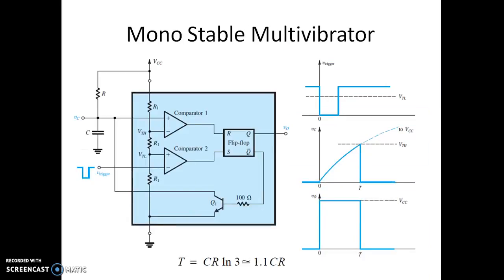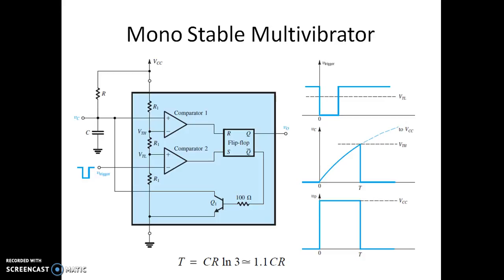Now this is one of the applications, the monostable multivibrator. This is the circuit diagram. We have a resistor R and capacitor C which are used to decide the pulse width of the monostable multivibrator. As you know, a monostable multivibrator is a circuit which has a stable state and a quasi-stable state. The stable state of this monostable multivibrator is 0. The quasi-stable state is 1.